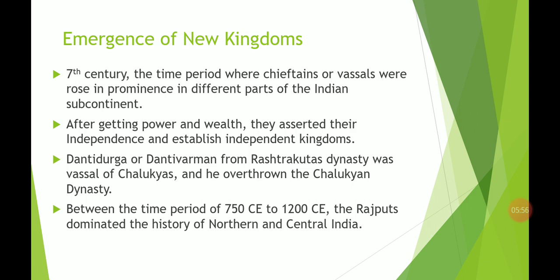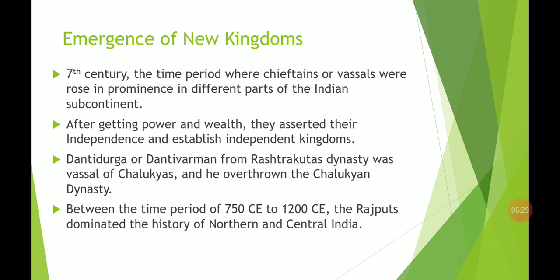So in this chapter, we have to read about this topic basically, how the chieftains became so powerful, as well as for which particular areas they fought. In this chapter, we'll read about Kannauj also, a city in present-day Uttar Pradesh, and why they fought for Kannauj, that we will look at in the chapter.